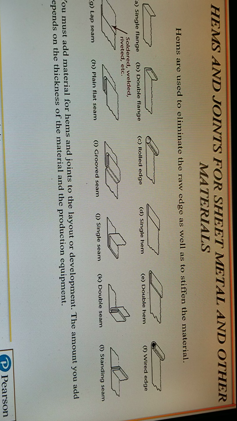You must add material for hems and joints to the layout and development. Just like that bend radius I was telling you about earlier, you've got to add extra material for that bend. The amount you add depends on the thickness of the material and the production equipment.